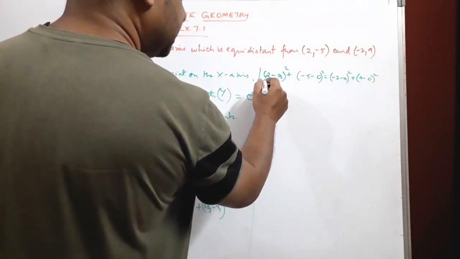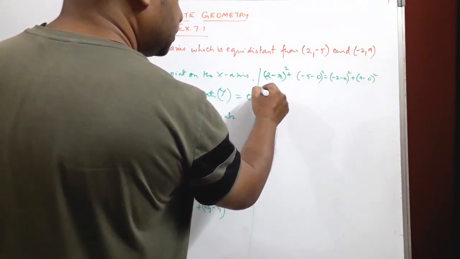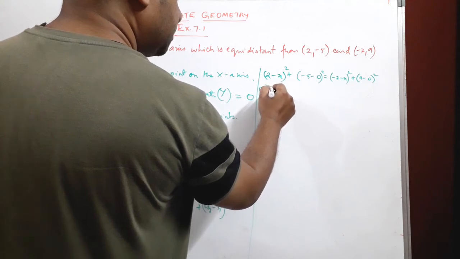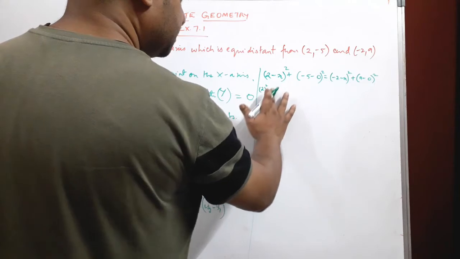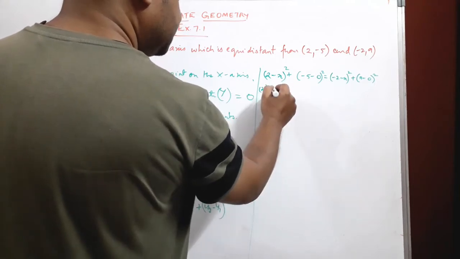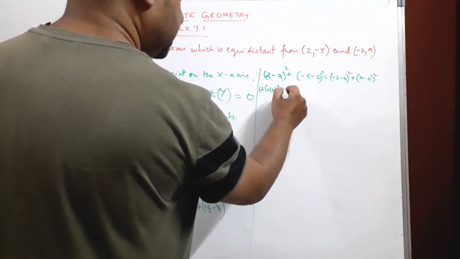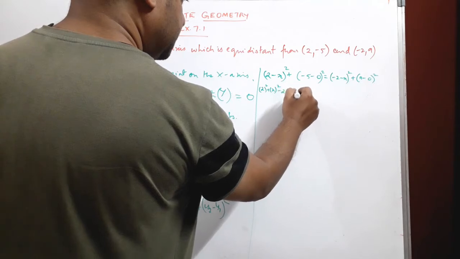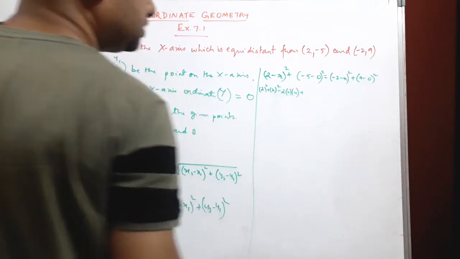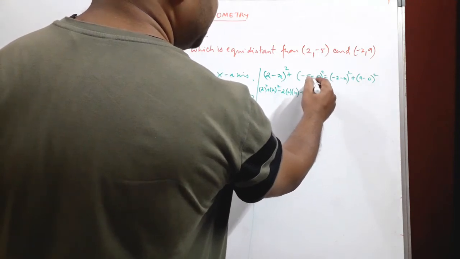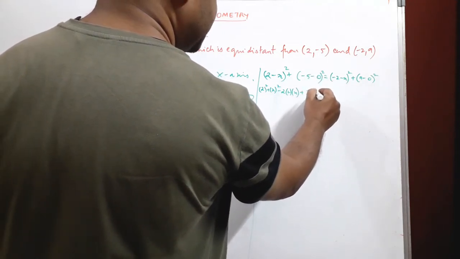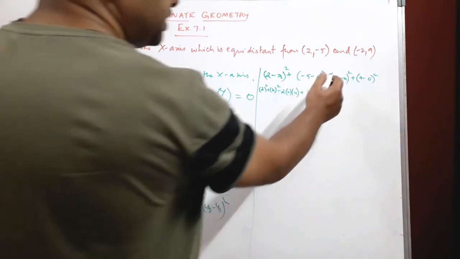So this will be a square plus b square minus 2ab, plus minus 5 and minus 0 gives us minus 5. Minus 5 whole square gives us 25, equal to minus 2 and minus x.